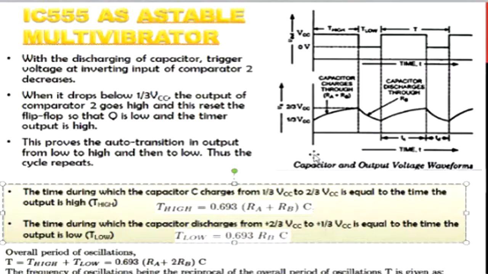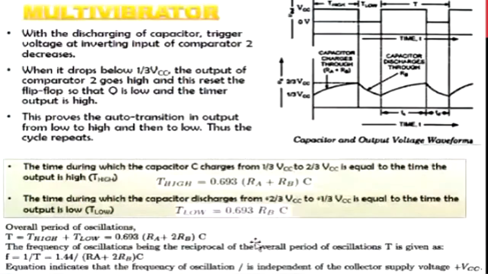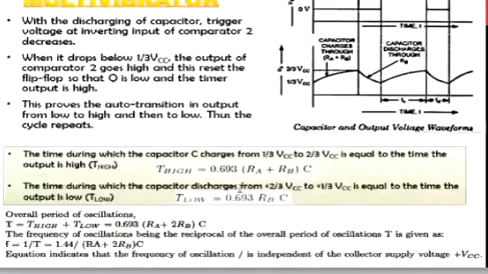For calculating T high, first we need to find the time for the capacitor to charge from 0 to 2 by 3 VCC. Let it be T2. And the time for the capacitor to charge from 0 to 1 by 3 VCC, let it be T1. Then T2 minus T1 gives T high. You can calculate T high using the earlier expression, that is Vc equal to VCC into 1 minus e raised to minus t by R into C. For charging, you need to consider RA plus RB, and for discharging, you need to consider RB.